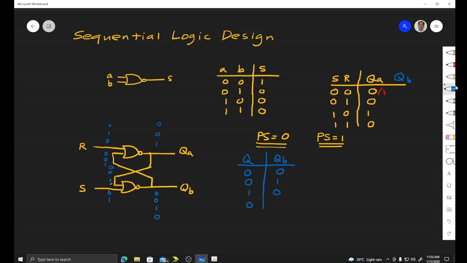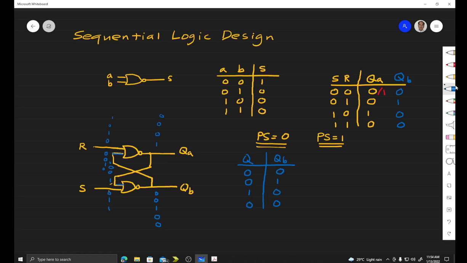Now we have our present state 0. So 0 will be input to this line. Then R now is 1, so we have 1, 0. So 1, 0 gives us output 0. So this 0 is input to this line. So we have here 0. Then for S equals to 1, we have 0, 1. So the next state QB is 0. Therefore, for present state 0, for QB we have here 0, 0, 1, 0, 0. Okay, so as you can see, there's no change for present state 0.